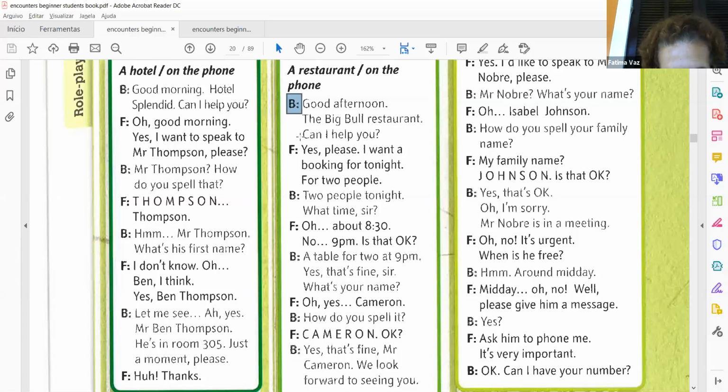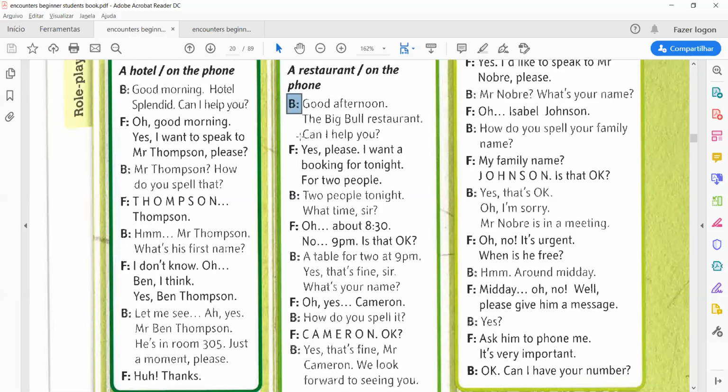A table for two at nine p.m. Table. A table for two at nine p.m. Yes, that is fine, sir. What is your name? Oh, yes, Cameron.